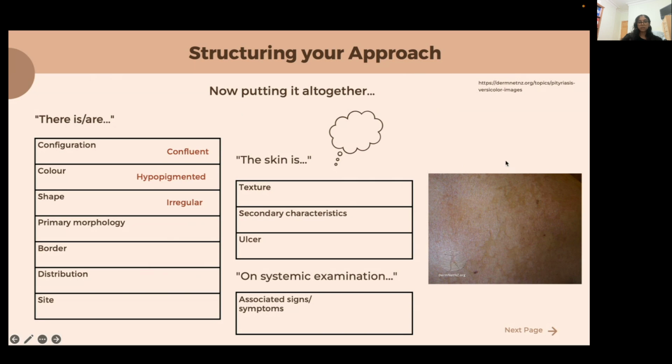They're irregular in shape. These are patches. Again, in derm it's hard to tell from images, but if we were to palpate it, we wouldn't be able to feel it. The borders are not well defined. Again, hard to tell from the image. It could be unilateral, could be bilateral. We don't know the site here. Because we can't feel it, there's no texture, there's no secondary characteristics. So here we've got confluent, hypopigmented, irregular patches. The borders ill-defined. We don't really know the distribution or site from the image.